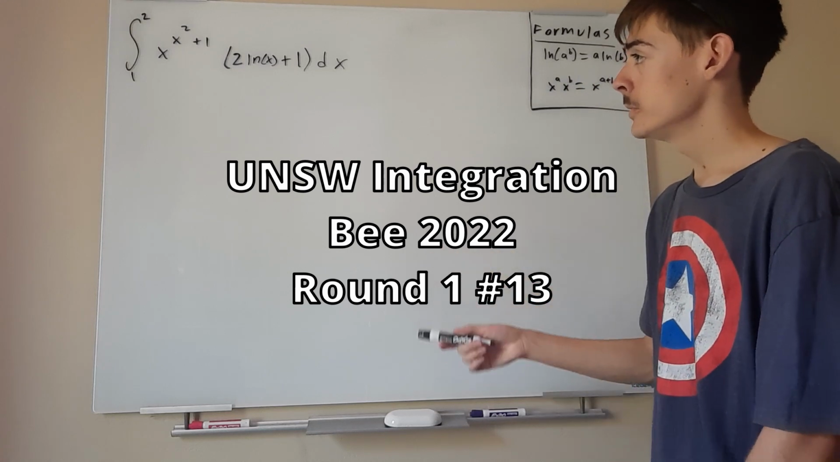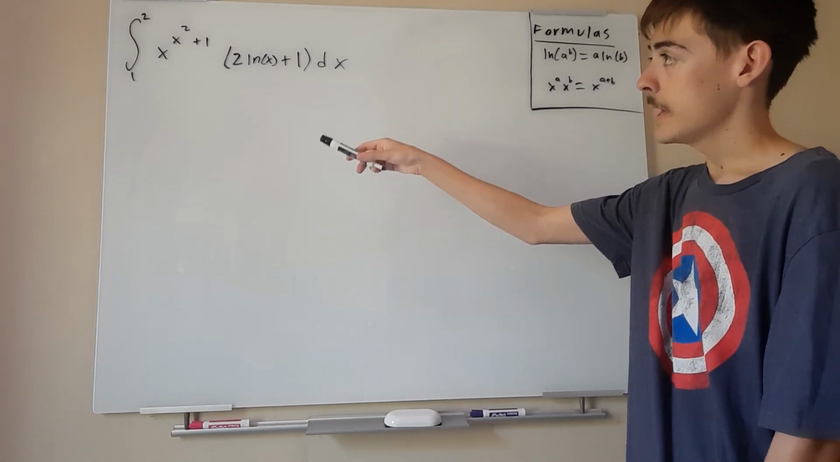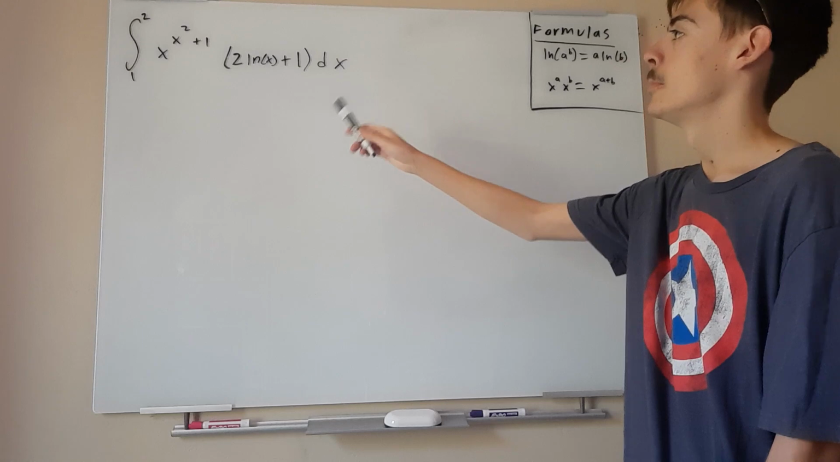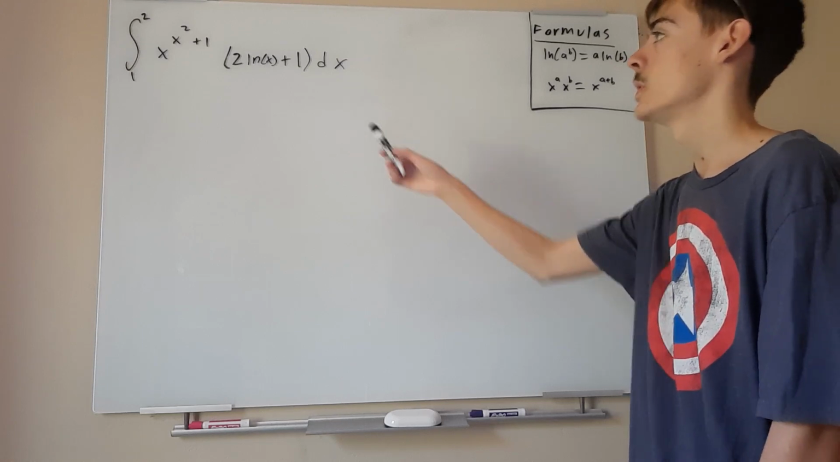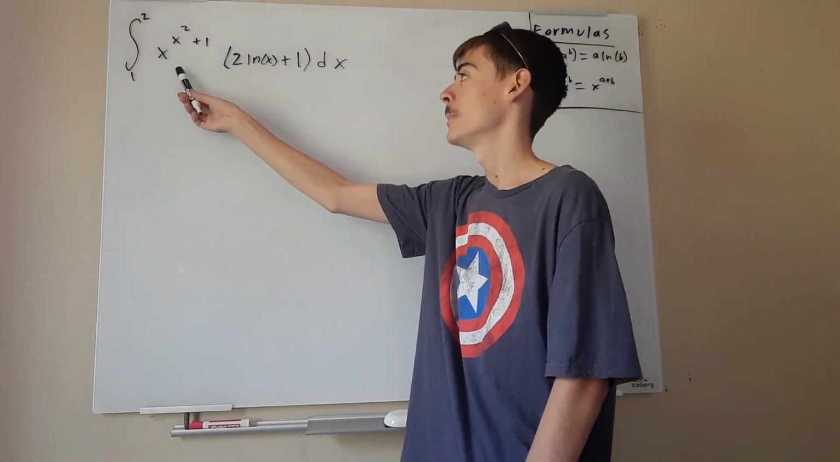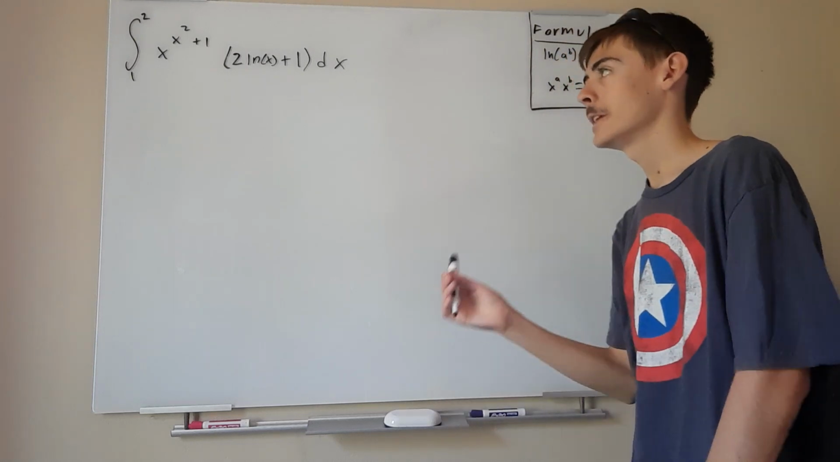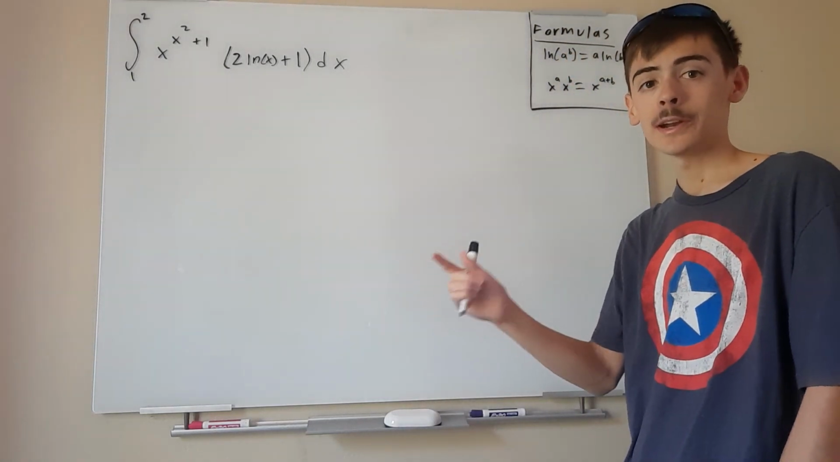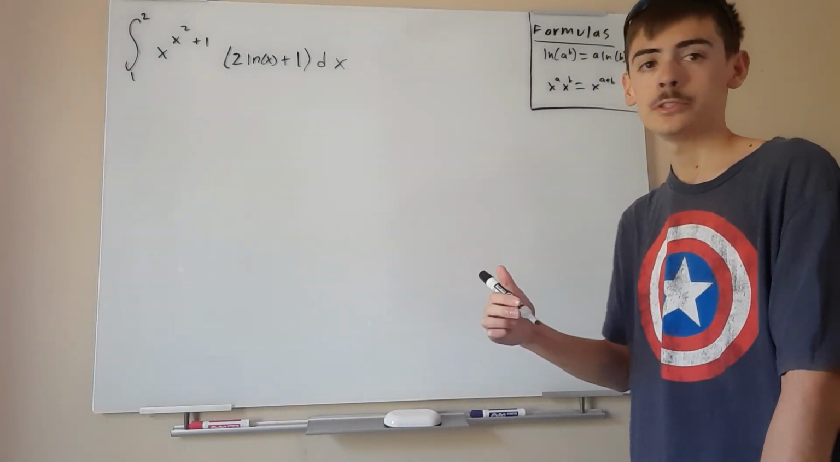Okay, for today's integral, we have the integral from 1 to 2 of x to the power of x squared plus 1, all multiplied by 2 ln of x plus 1. Now, as soon as I saw this term, x to the x squared plus 1, I recognized that there was x to the power of x, and when I see that, I think logarithmic differentiation.